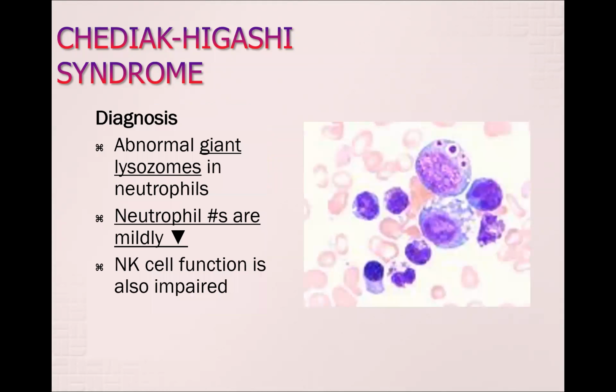The diagnosis shows abnormal giant lysosomes. Again, they don't have the negative feedback. They are trying to create this respiratory burst and having a buildup of abnormal proteins and resulting enzymes from it. Neutrophil numbers are usually mildly decreased to normal, and you can also have a problem with natural killer cells. So this is one of those giant lysosomes that you would see typically in Chediak-Higashi syndrome.